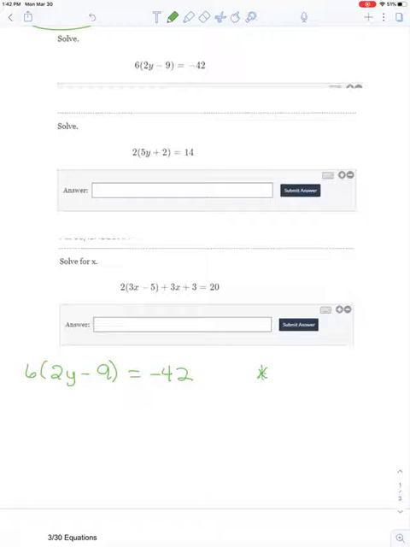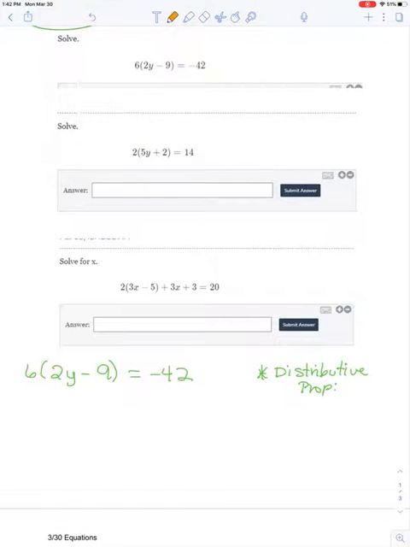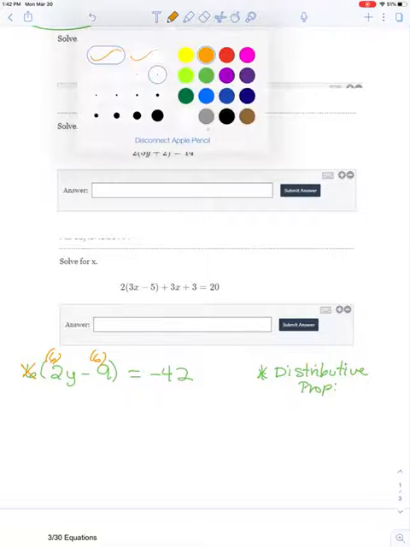Remember, you always start with distributive property. And remember, when you do distributive property, sometimes some of you all, it might help if you actually physically take this number and write it here and here and know that you're multiplying. Okay, so let's do that.